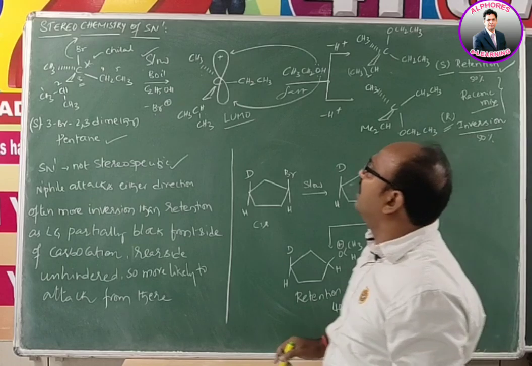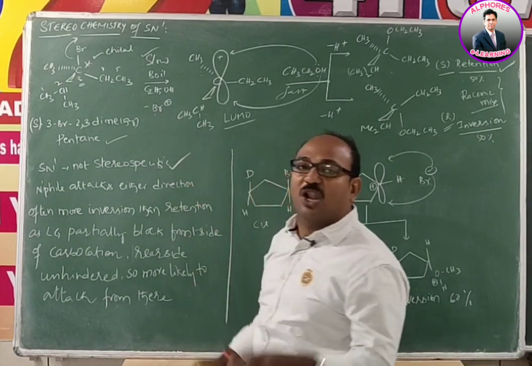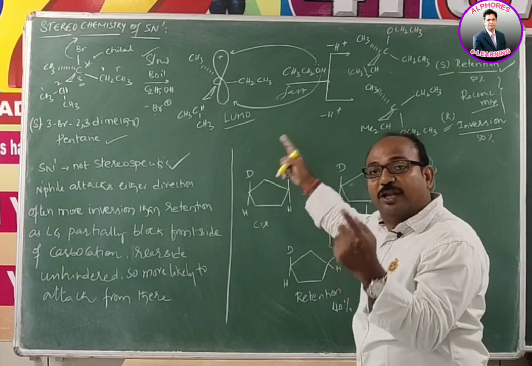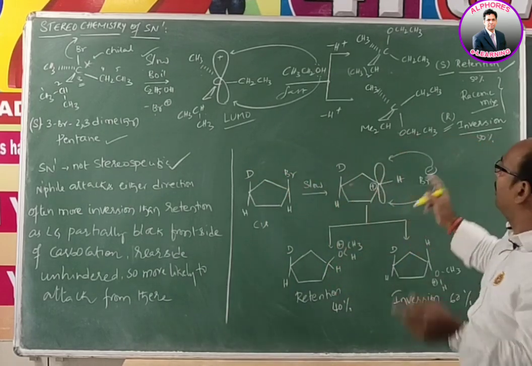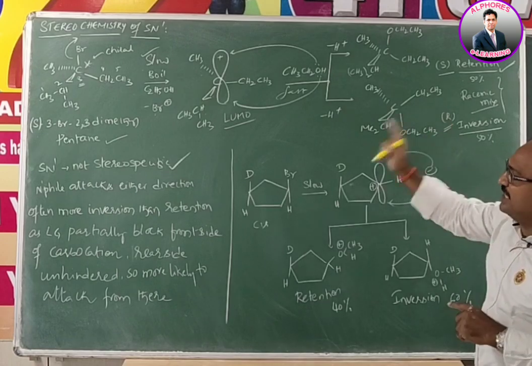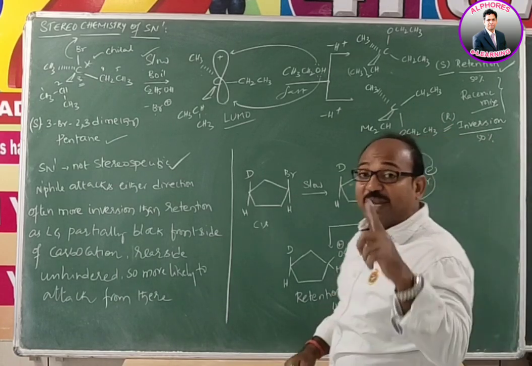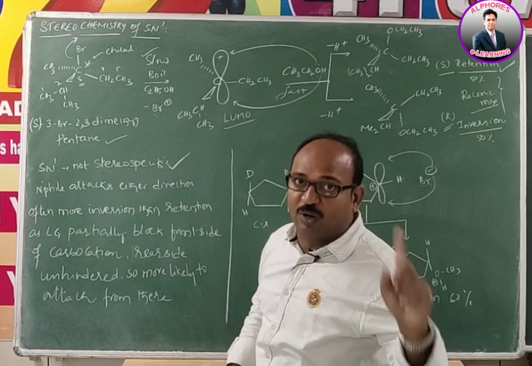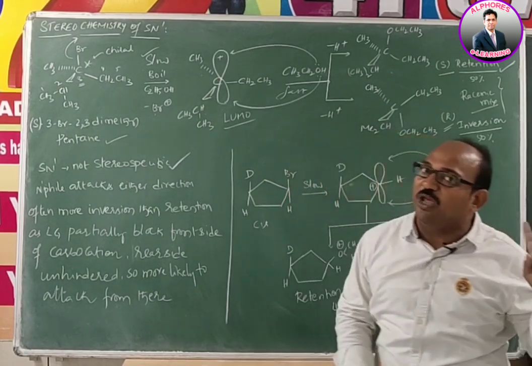But I said that this SN1 reaction is not stereospecific, meaning you are getting two products from one isomer, right? Two products, not one product. That's why it is not stereospecific, whereas SN2 is stereospecific. One reactant gives only one product, or one isomer gives only one product.